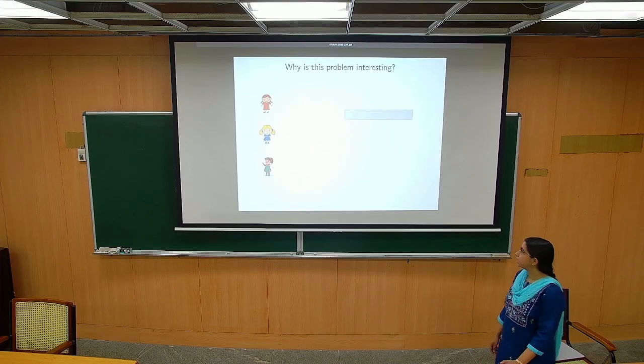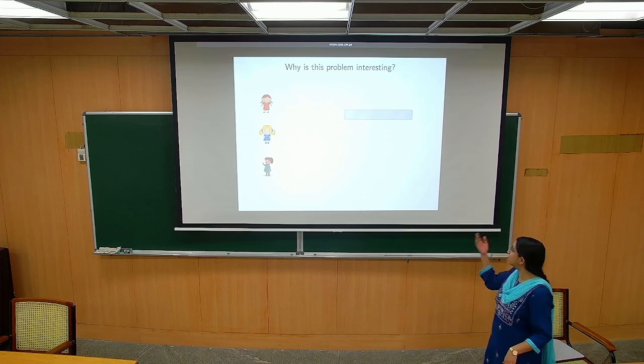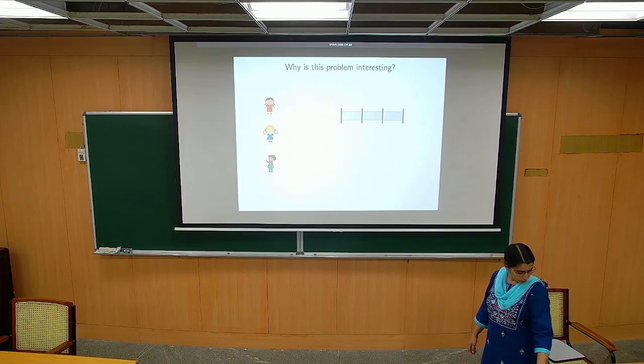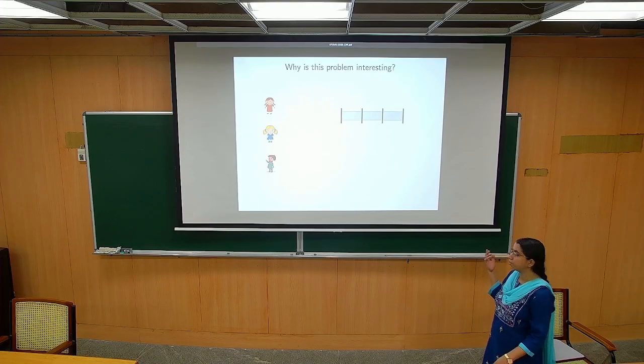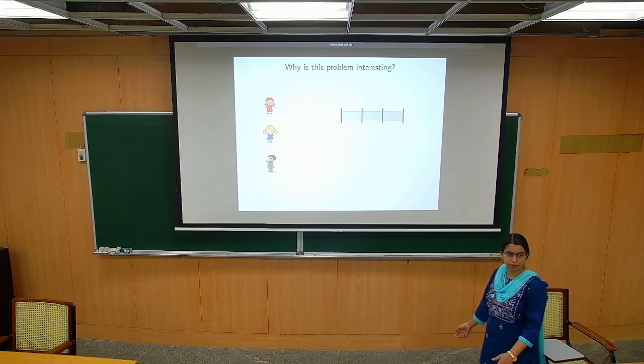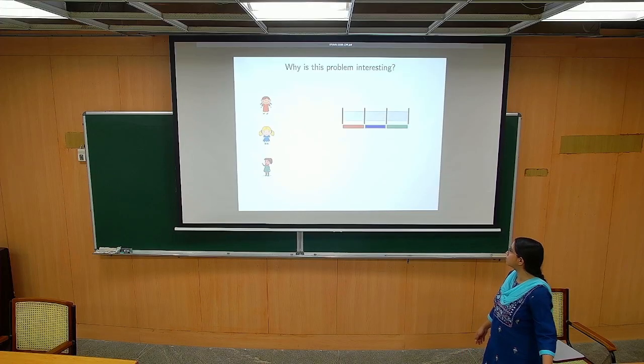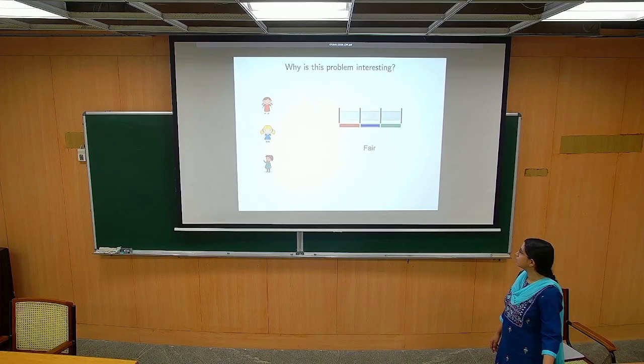So why is the problem interesting? If the cake was a homogeneous thing like this, then we would just make as many cuts as the number of agents, equal length cuts, and we would be done with it. So everyone gets one piece and that's it. And of course this division is fair. Nobody is going to complain. They all got the same length piece.